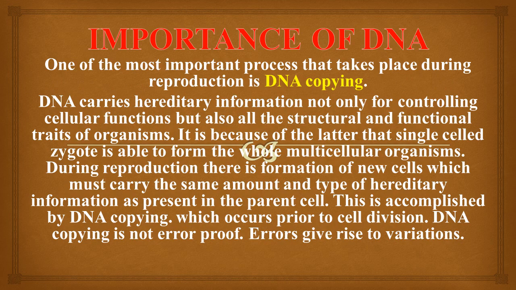DNA copying actually takes place prior to the cell division. We know that in each and every organism, the cell is going to be divided, and prior to the cell division, DNA undergoes a process called replication. When the DNA starts multiplying, or when the DNA produces more copies, during that time it is going to produce lots of substances which are responsible for various cellular activities. At the same time, during this reproduction, there is a formation of new cells which must carry the same amount and type of the hereditary information as present in the parent cell.